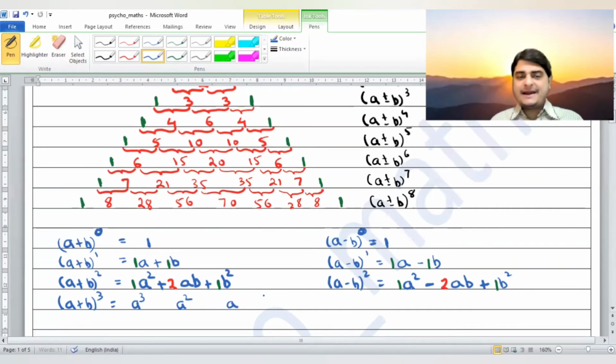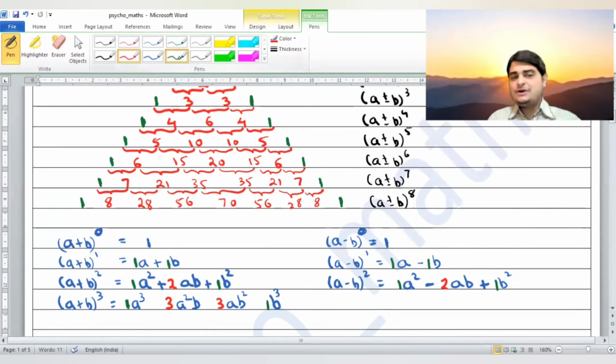But at the same place, we need to continue in the reverse manner. In the reverse manner, we need to take it as b cube, b square, b, and b raised to 0. B raised to 0 is not supposed to be written. Now check the coefficients are 1, 3, 3, 1. At the beginning is 1, at the end is also 1, and in the center the coefficients are 3.